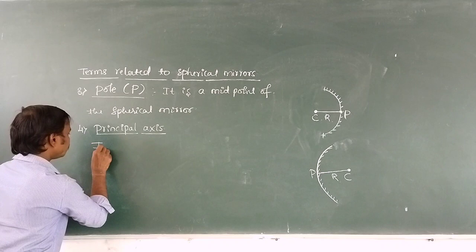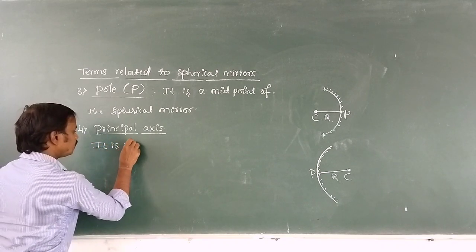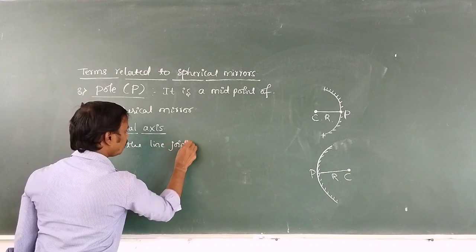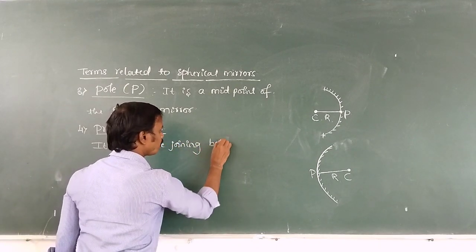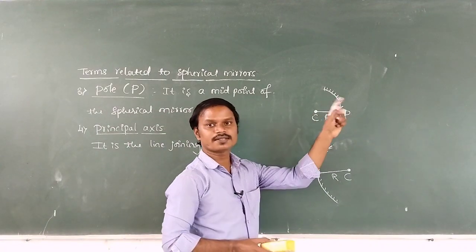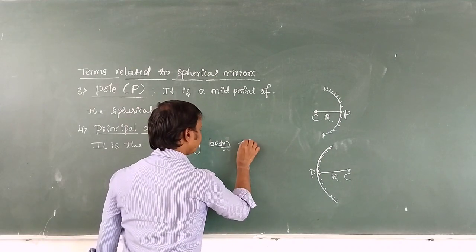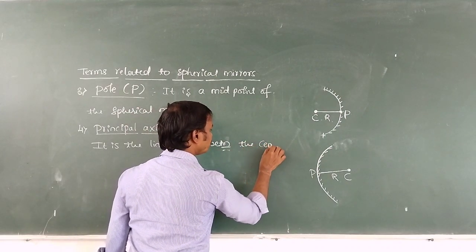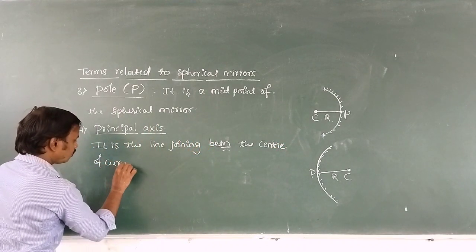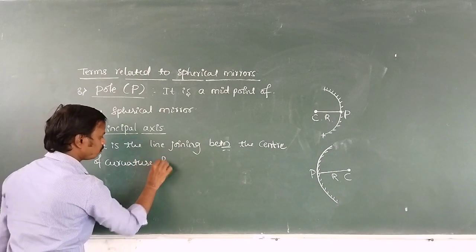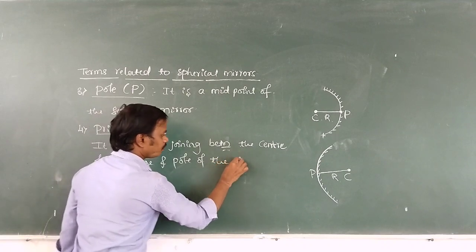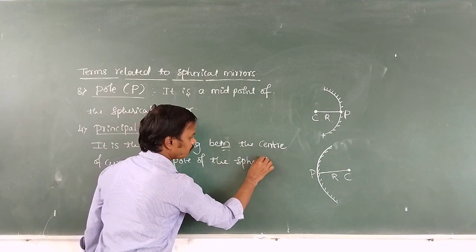It is the line joining between the center of curvature and pole of the spherical mirror.